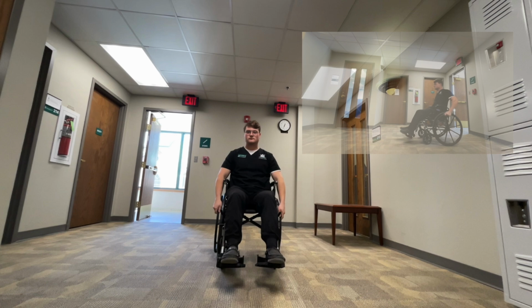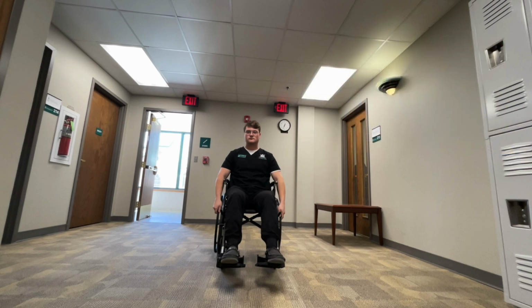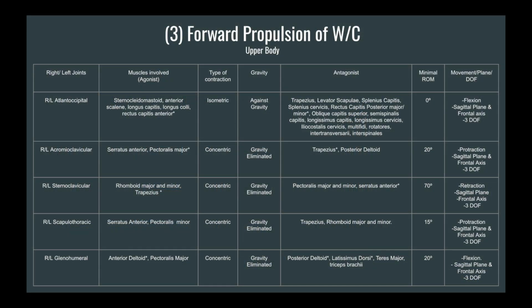For the final phase of the movement, we will be going over the forward propulsion of the wheelchair. For the forward propulsion phase of the movement, we are going to be starting with the atlanto-occipital joint. It is going to be in flexion in the sagittal plane and frontal axis, with the rectus capitis anterior being the main agonist, and the rectus capitis posterior, major and minor, being the main antagonist.